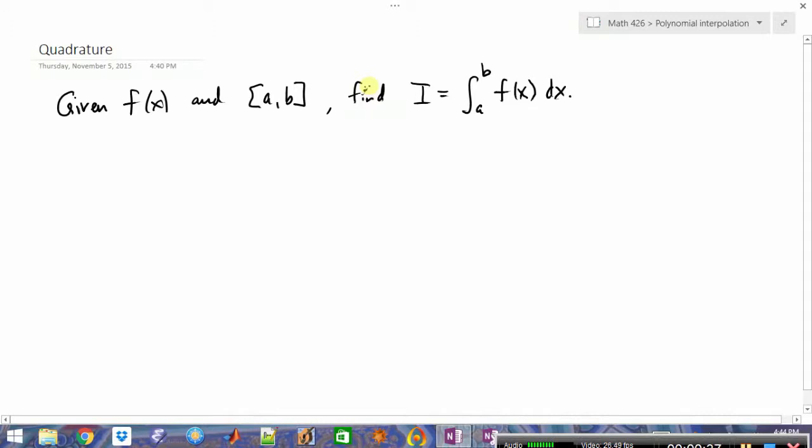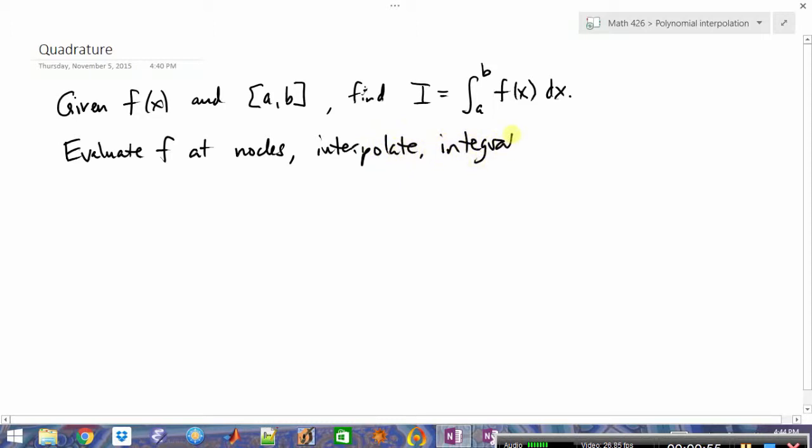Okay, and our mechanism for doing this will be to evaluate at nodes, interpolate it, and then integrate the interpolant. And the result we get is in the form I is estimated by a combination of function values at nodes.